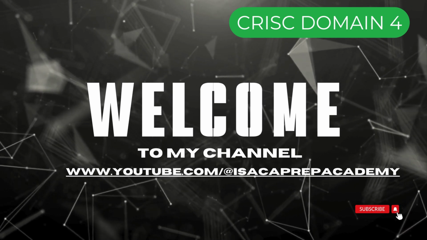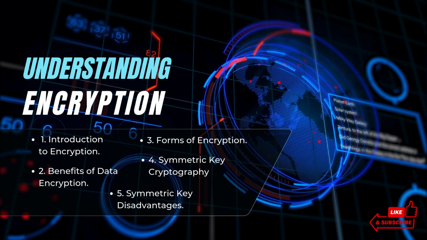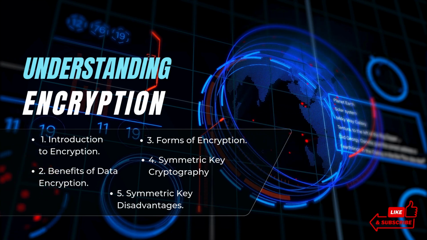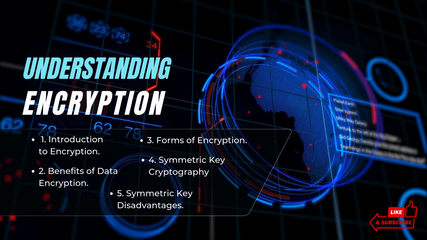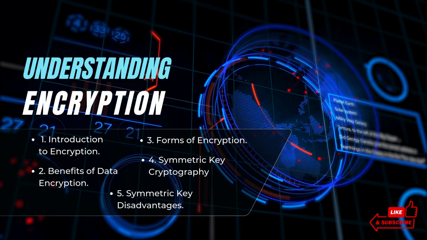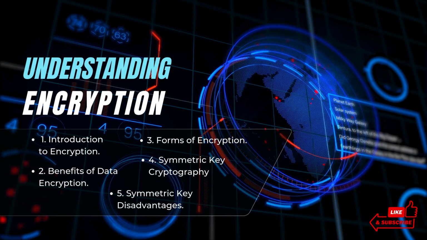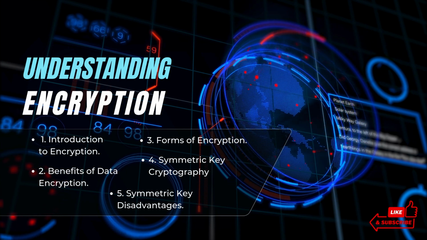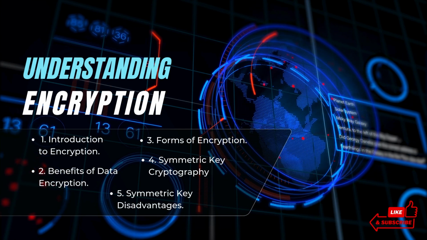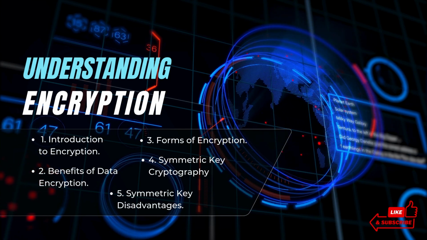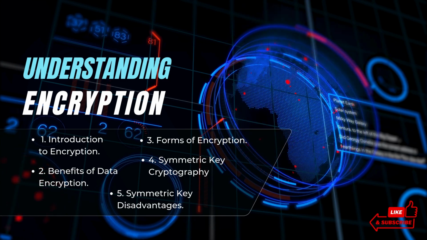Part 1. We will discuss about Introduction to Encryption. Let's start at the beginning. Encryption, at its core, is just a way to protect data from unauthorized access. Think of it as turning your private diary into a secret language that only you or someone with the right key can read. But here's the twist. CRISC wants you to look at encryption not as a tech feature, but as a risk control. You're not securing data just for fun. You're doing it to reduce business risk.